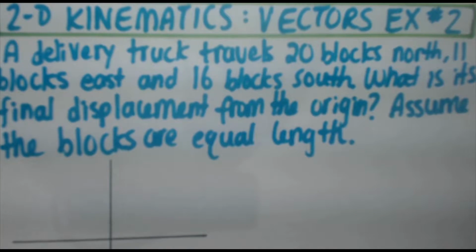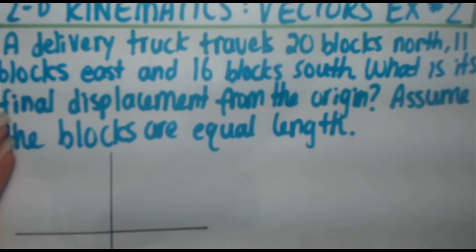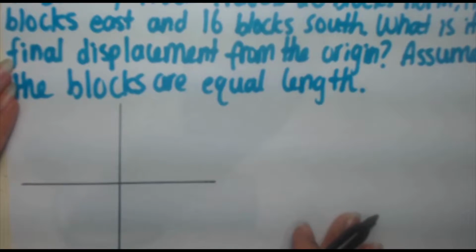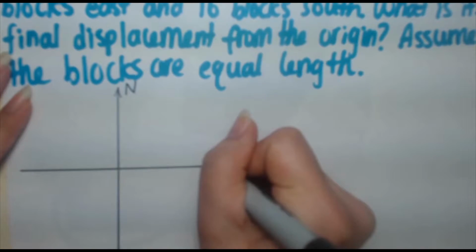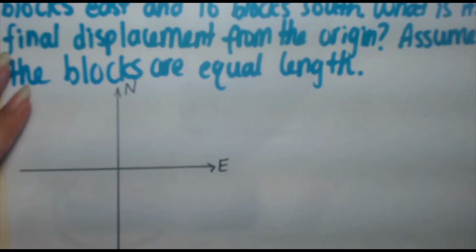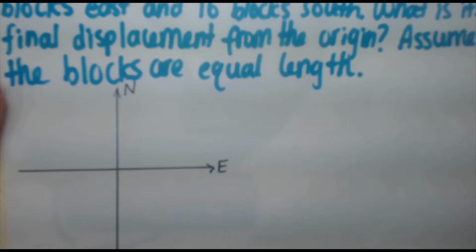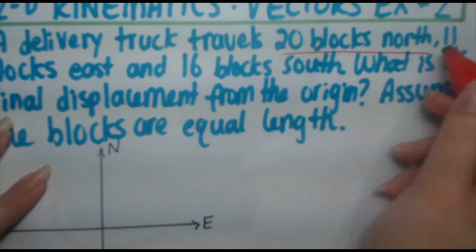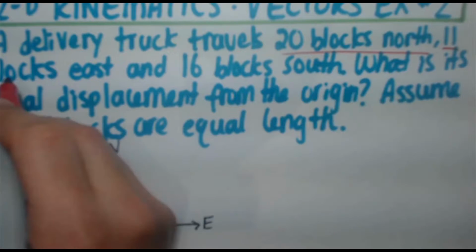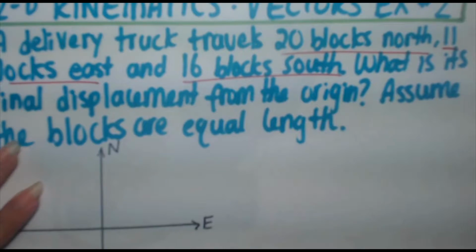So just like the previous video, we're going to be looking for something called the resultant, the sum of all the displacements. The first thing we do is draw our Cartesian plane because we're dealing with north, east, south, and west. Of course, you can label them all if you'd like. Now let's go ahead and draw our vectors. We've got first 20 blocks north, and then 11 blocks east, and then finally 16 blocks south.